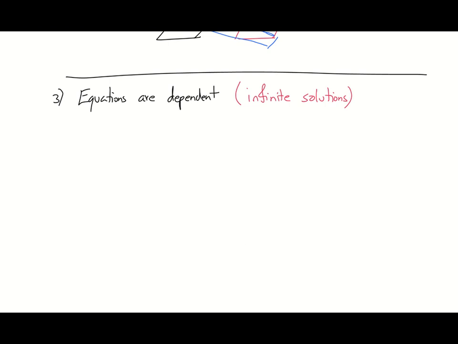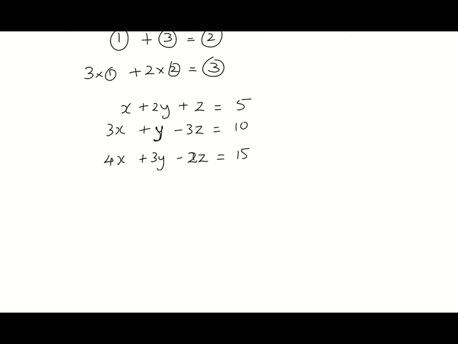So right now, you can see 3 equations, right? Like I said, anytime, just draw that little matrix. So if I draw this as a matrix, I've got 1, 2, 1, and 5. I've got 3, 1, minus 3, and 10. And I have 4, 3, minus 2, and 15.